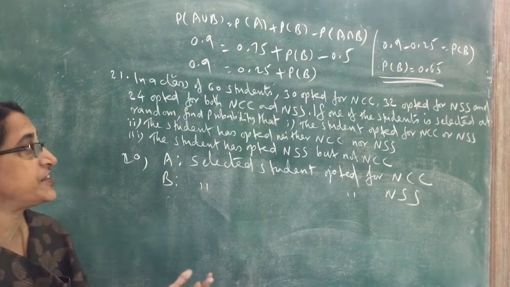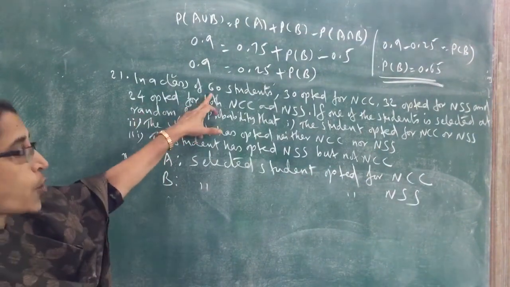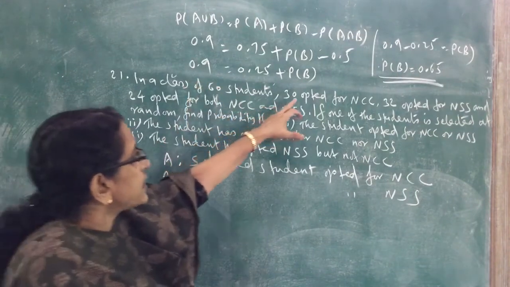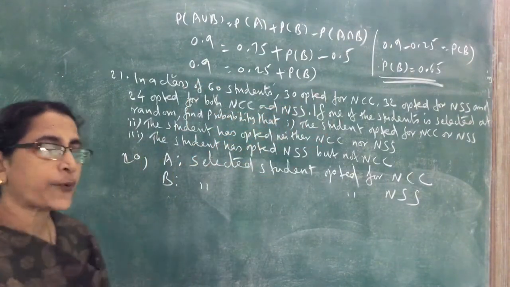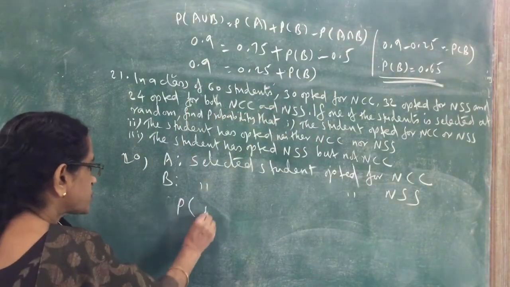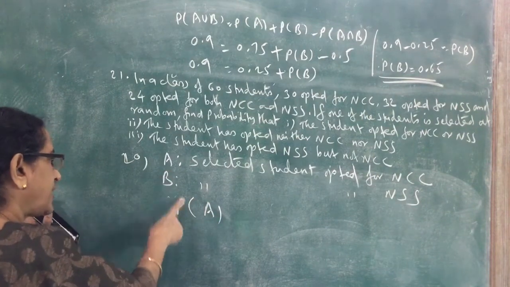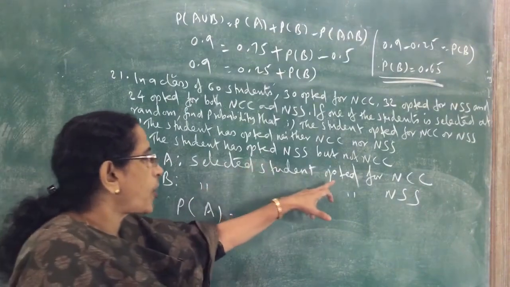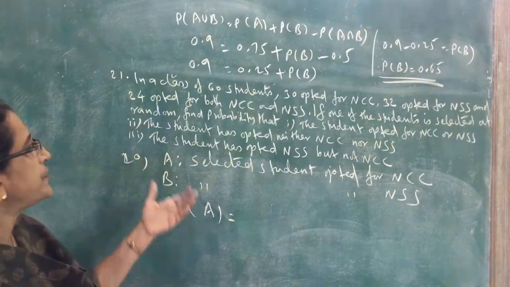What will be the probability for that? In the class, there are 60 students. Of the 60 students, 30 opted for NCC. So what is the probability that the selected student opted for NCC? That is probability of A, which is equal to 30.